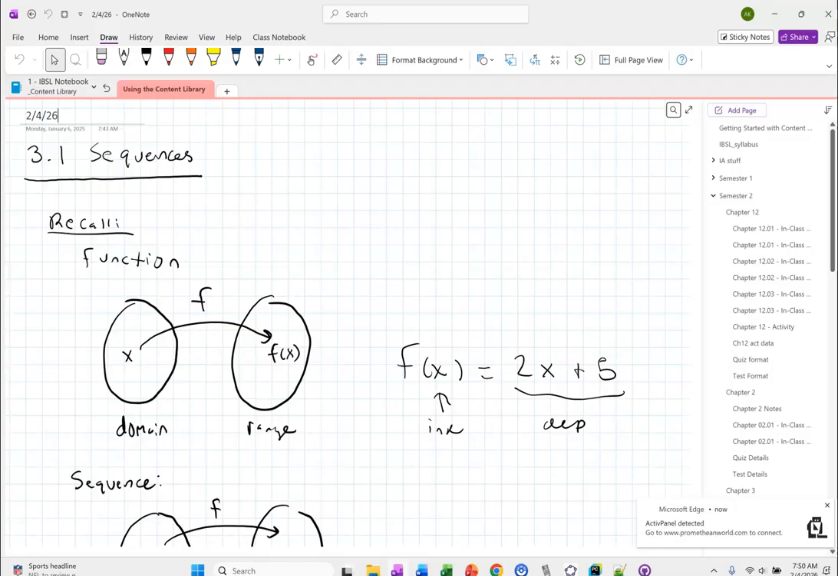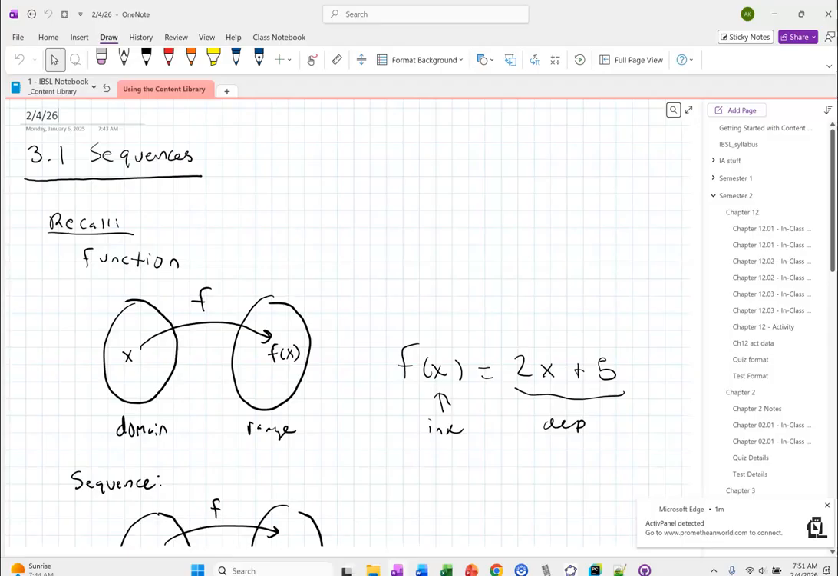just as a teensy bit of vocab review, do you guys remember what a function is? We talked about it last chapter. A function is just like a map that sends some input, some x in our domain, to some output, some f of x in our range. So our notation would be like f of x equals 2x plus 5, where the x is our independent piece, and the 2x plus 5 would be our dependent piece.